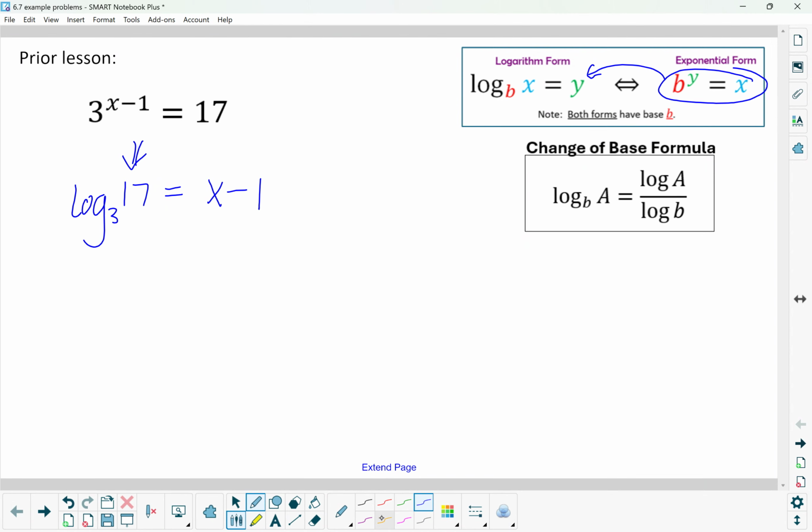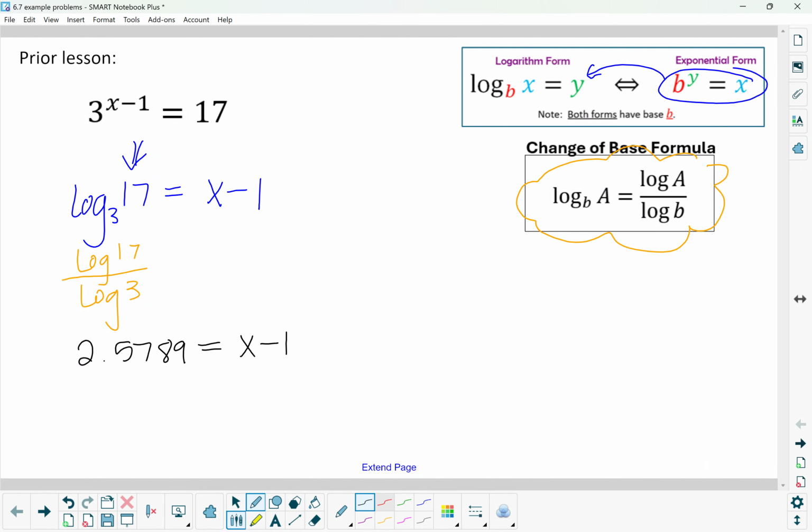So we need to evaluate log base 3 of 17 using our change of base formula right here. Our calculator doesn't have a base 3 button, so we do log 17 divided by log 3 in our calculator, and that is 2.5789. That's equal to x minus 1, and so our last step is to add 1, and then we have our answer, 3.579.